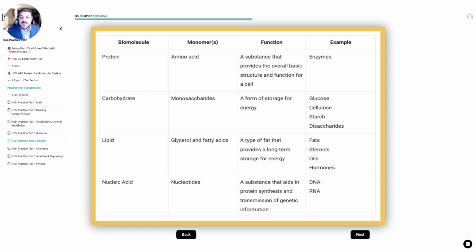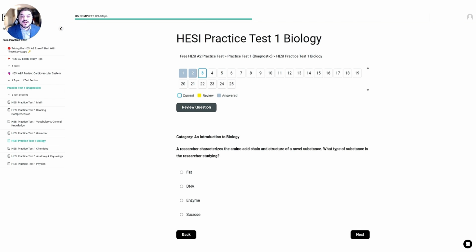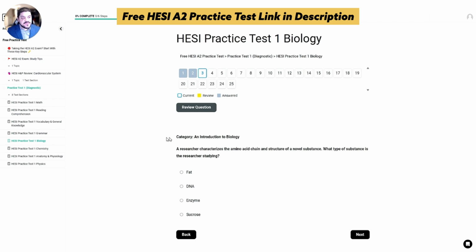Enzymes are proteins made up of amino acid chains and have specific structures that enable them to catalyze biochemical reactions. DNA and sucrose are not composed of amino acid chains, and fats are primarily composed of glycerol and fatty acids, not amino acid chains. I hope that makes sense. So this one would be C, enzyme.